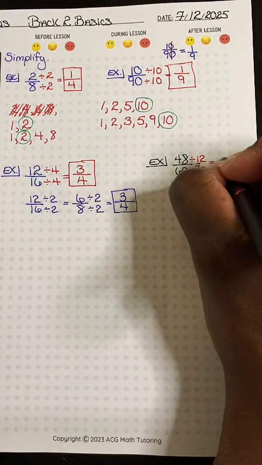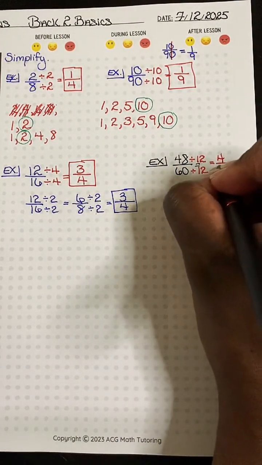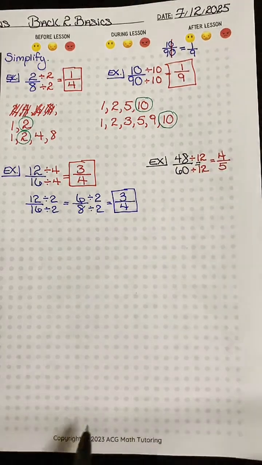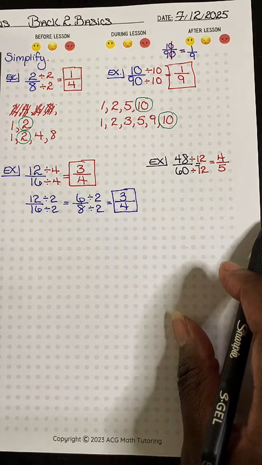So that means this up here, we got our 4. And for my denominator, we got our 5. So we have 4/5.